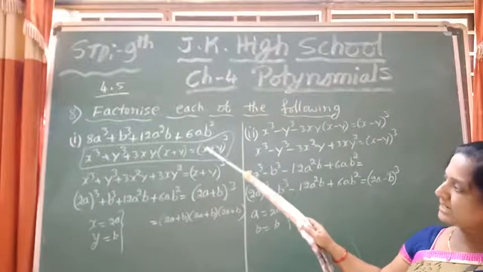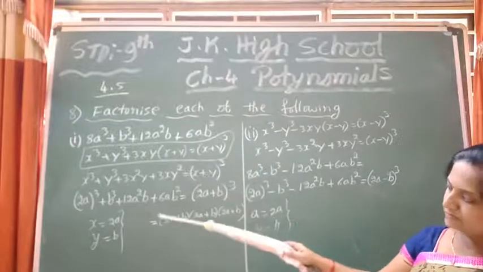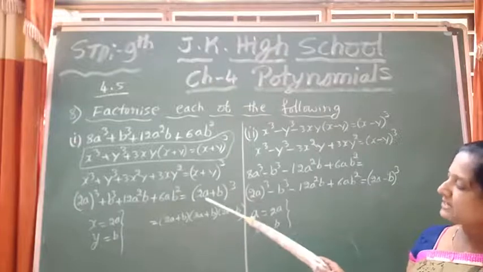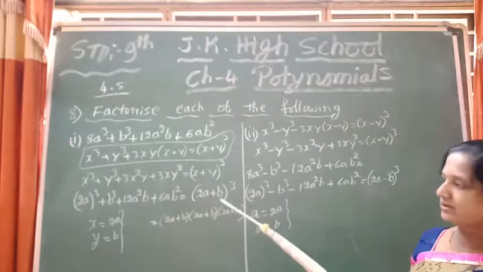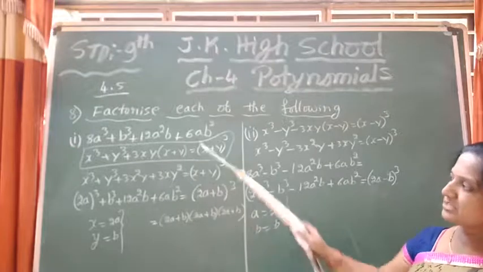So by using the identity, you will come to know that if I identify only the first two terms, then we can write (x plus y) whole cube. These are the factors. So these three are the factors of this expression, children.